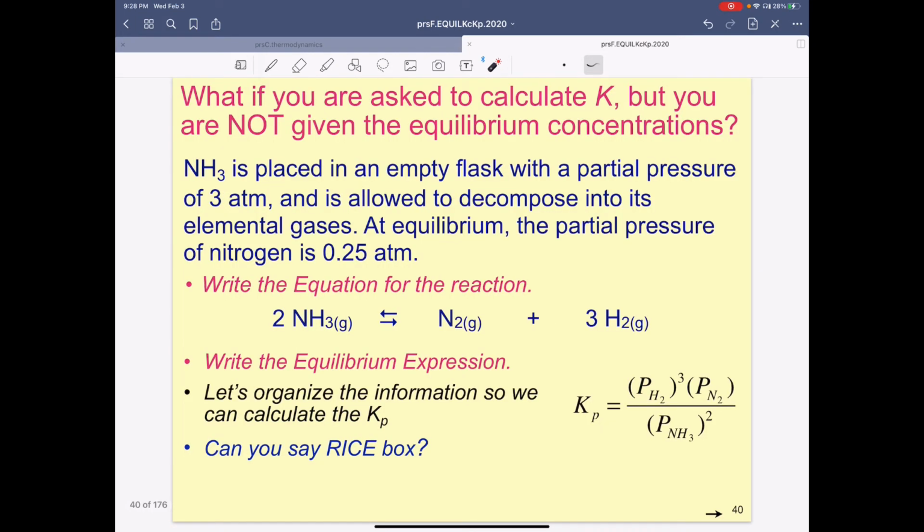Instead, we're more likely to see something like this. Ammonia is placed in an empty flask at 3 atmospheres, allowed to decompose into its elemental gases. At equilibrium, the partial pressure of nitrogen is 0.25. And they're asking you to calculate the equilibrium constant.